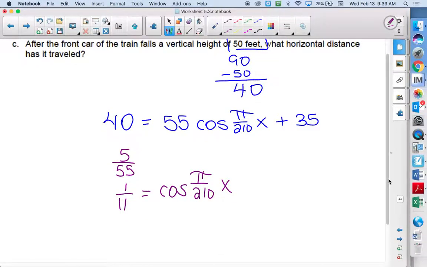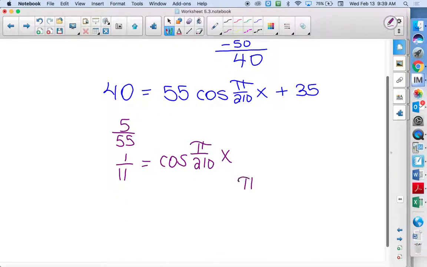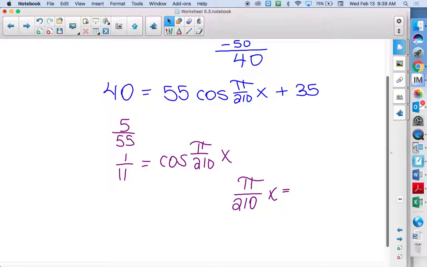So whatever you get in the calculator when you find x, or you find the angle, make sure you're setting that equal to pi over 210.